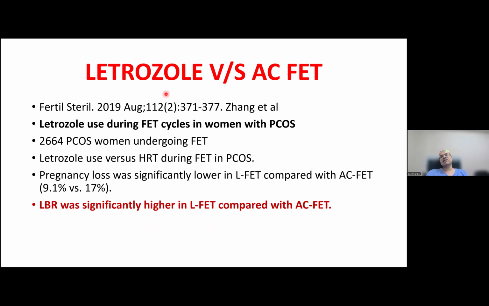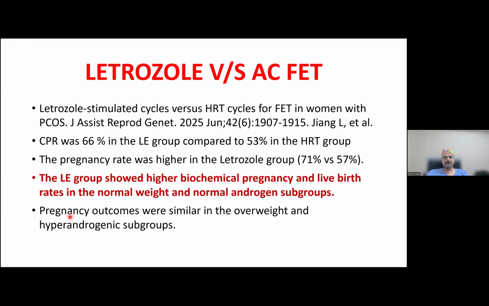Data, letrozole versus hormonal FET. Letrozole was evaluated in 2,600 patients versus HRT. They found pregnancy loss to be significantly lower in letrozole FET compared to artificial cycle FET, and also live birth rates were significantly higher. Another very recent paper, letrozole stimulated cycles versus HRT cycles for FET in women with PCOS.